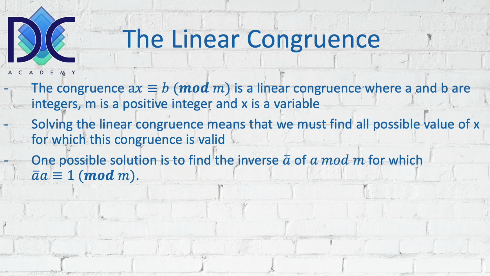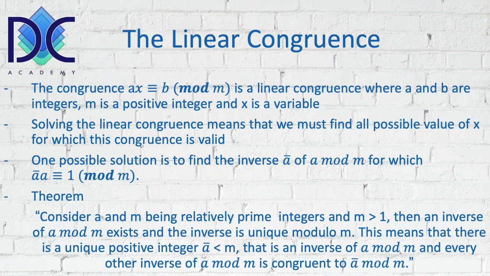Since we are working in modular arithmetic, we have multiple solutions which are possible once we find x. One way to find the solution for the linear congruence is to find the inverse ā of a modulo m, for which the product of ā with a is congruent with 1 modulo m. We will use this in the form of a theorem: when a and m are relatively prime integers and m is larger than 1, then there is an inverse of a modulo m, and it is unique modulo m.